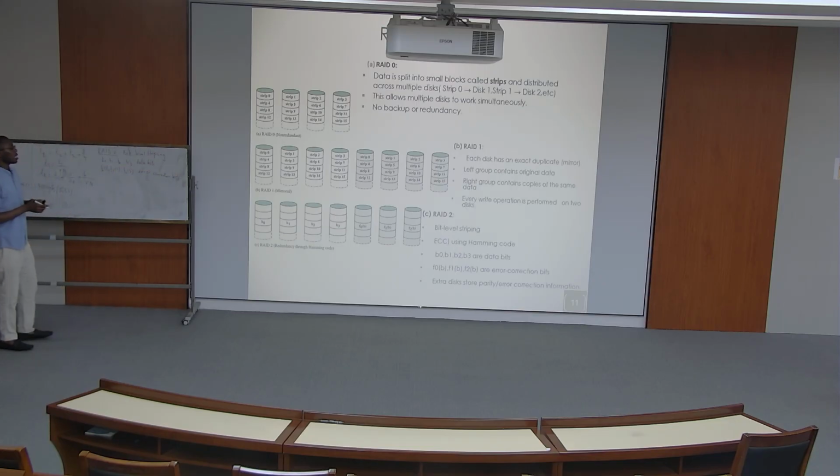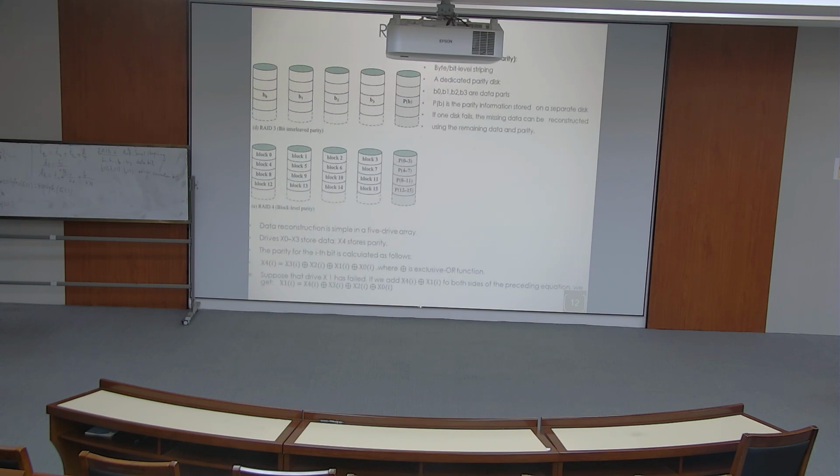Now, we need extra disks to store parity or error correction information, as depicted by this picture on the bottom. Level 3 is bit interleaved parity. We can also call it byte striping or bit level striping, as depicted by this picture.